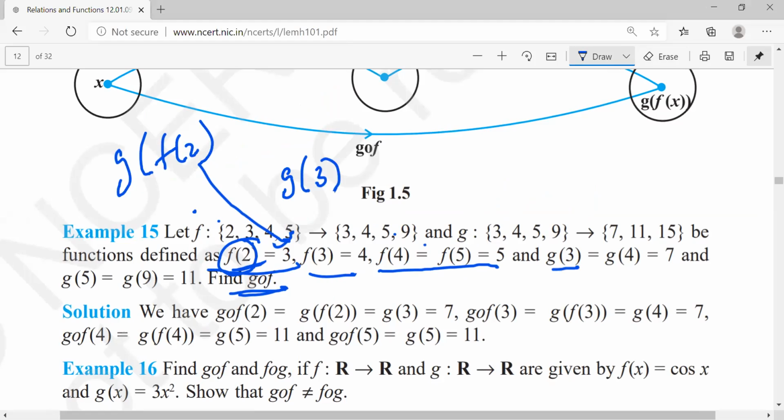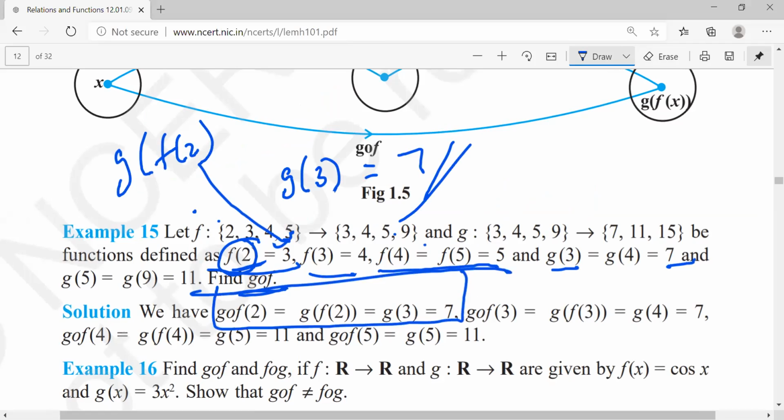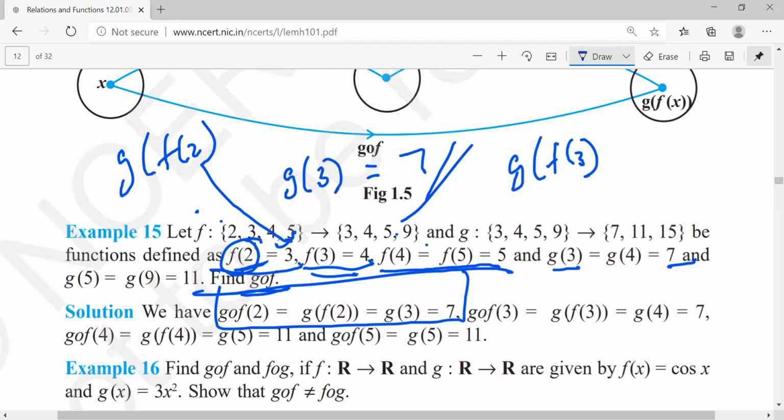And what is our g of 3 answer? 7. So what is our g of f of 2 answer? 7. Is everyone clear about this? One more thing I'll explain. F of 3 is equal to 4. So g of f of 3 is equal to what? F of 3 value is 4. So g of 4. But what is our g of 4 value? 7 itself. Is everyone clear up to this?